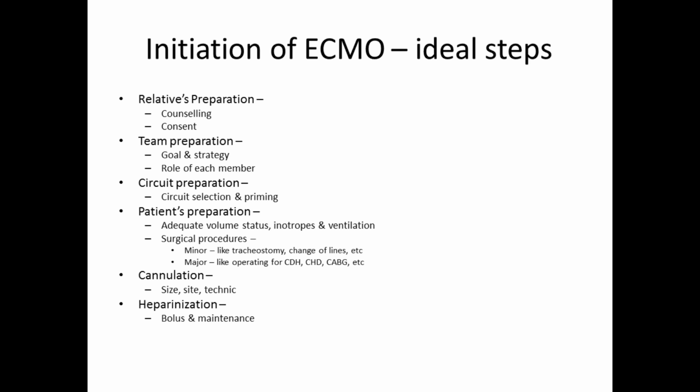That is most important. If any surgical procedures like a minor tracheostomy or change of lines have been done, or any major operation needs to be done, all that has to be kept in mind while giving the heparin dose and heparinization. Cannulation: the size of the cannula, the site and the technique of cannulation have to be kept in mind. And you have to plan how much heparin you want to give as a bolus at initiation.